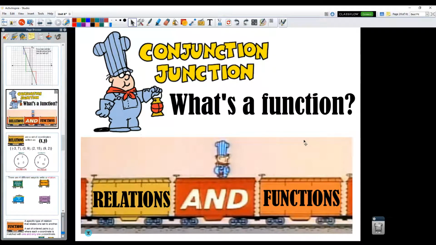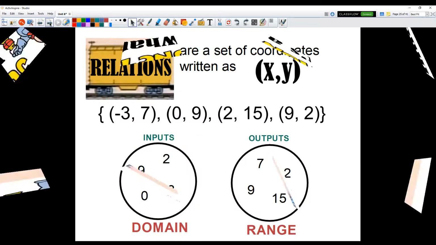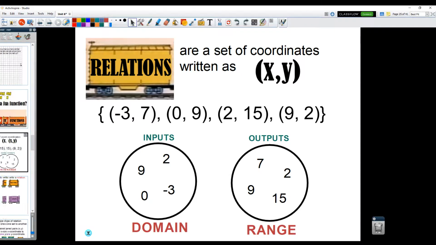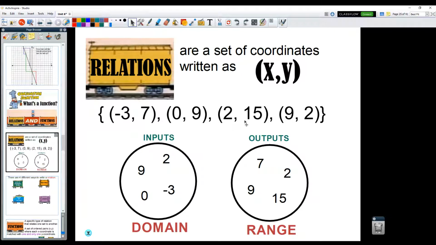Today we're going to learn about relations and functions based on Conjunction Junction. Relations are a set of coordinates written as (x, y). Here's an example of what a set of coordinates looks like.